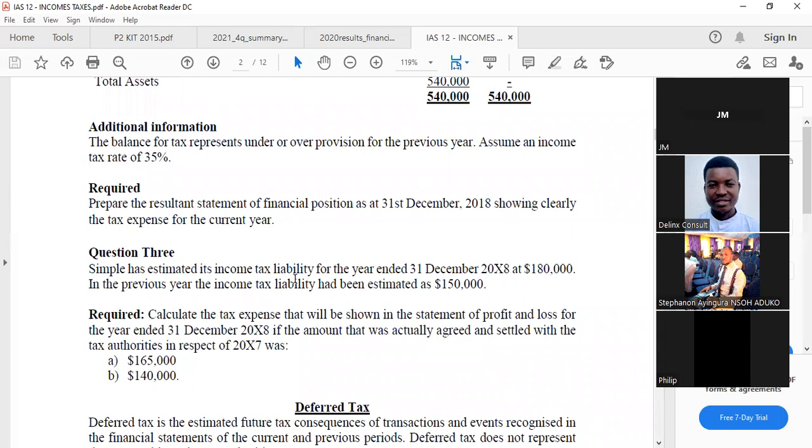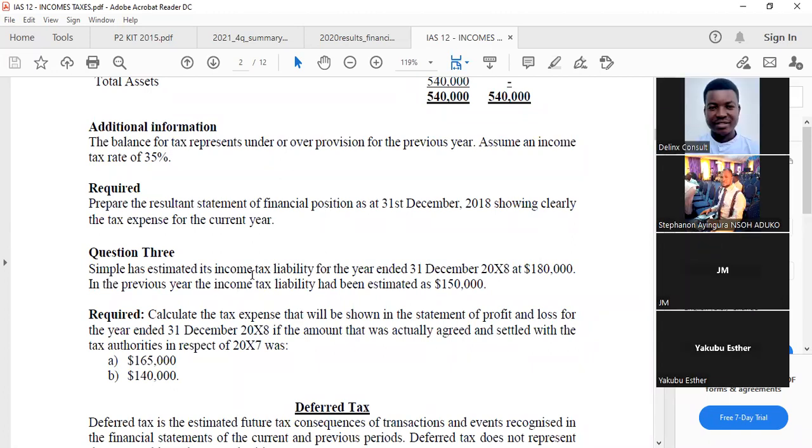All right. So simple. It's because of the name, because they are thinking that the work is simple, but it's not actually simple. Simple has estimated its income tax liability for the year ended 31 December 2008 at 180,000. So we assume that the current year is 2008, which is the current year estimate of 180,000, isn't it?